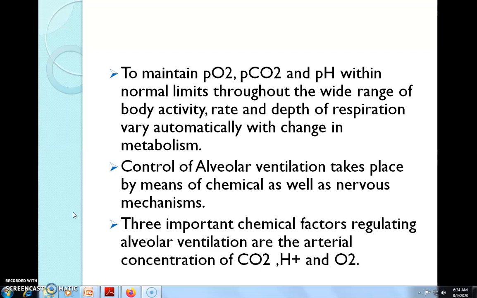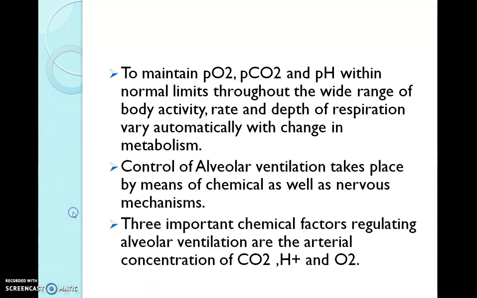Alveolar ventilation is defined as the volume of air entering and leaving the alveoli per minute. The alveolus is an important part of the respiratory system, whose function is to exchange oxygen and CO2 molecules to and fro from the bloodstream. It is a tiny balloon shaped air sac at the end of the respiratory tree, arranged in clusters throughout the lungs. The three important chemical factors which regulate alveolar ventilation are the arterial concentration of CO2, H plus and O2.